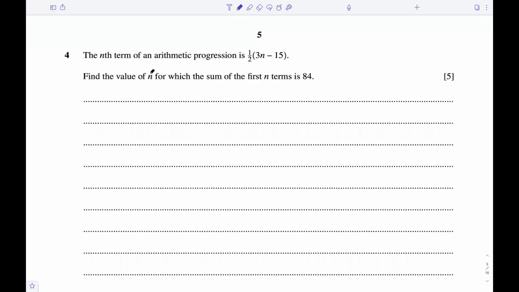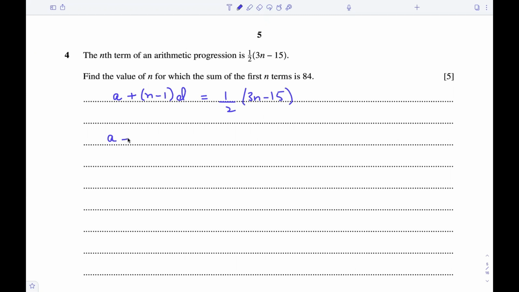In question 4, the nth term of an arithmetic progression is half bracket 3n minus 15. We have to find the value of n for which the sum of the first n terms is 84. So the first step is that the nth term of any arithmetic progression is given by a plus (n minus 1) times d, and that is equal to half into (3n minus 15). We can find the value of a and d through comparison.